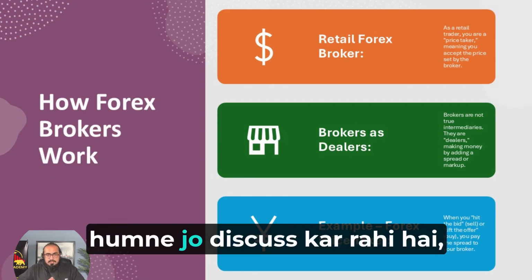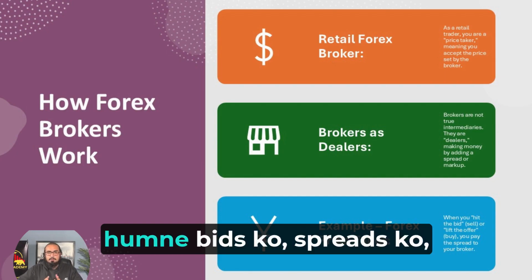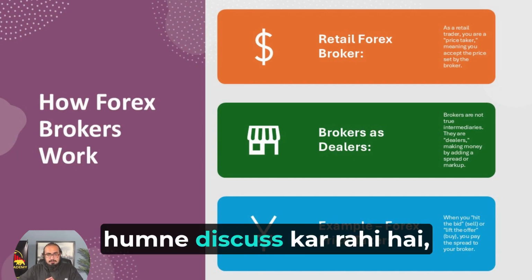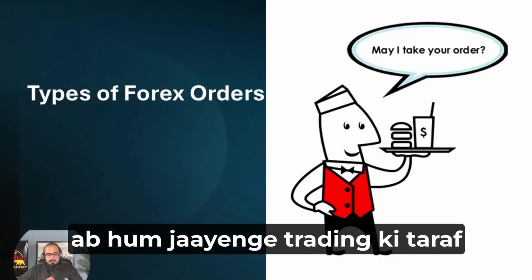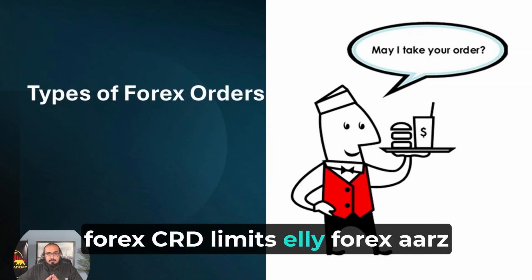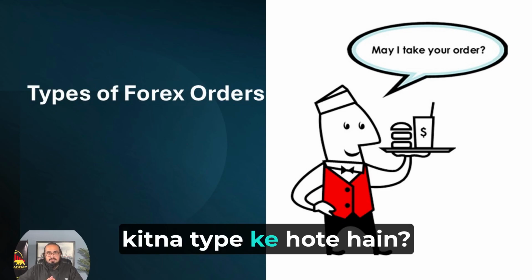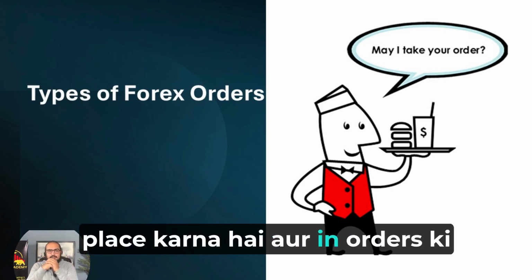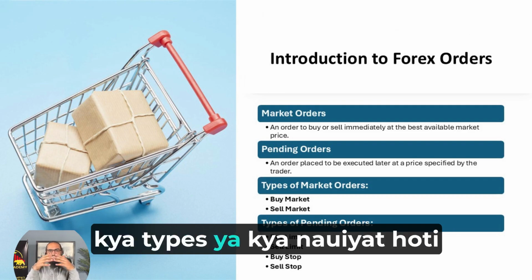Now we have discussed bid, ask, spread, pips, how to calculate pips, how to find the value of a pip, what a dot is, how to calculate a dot, and then how to find the value of the spread, how to fully formulate them. We have discussed everything. Now we will move towards trading, where we will discuss the types of Forex orders. How many types of Forex orders are there? How do we place an order in Forex, and what is the purpose of the order types?